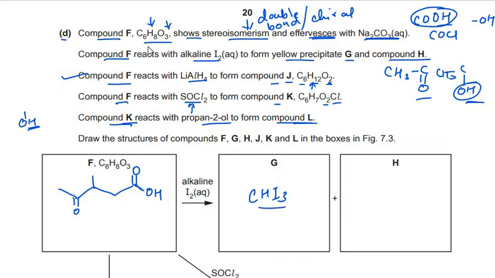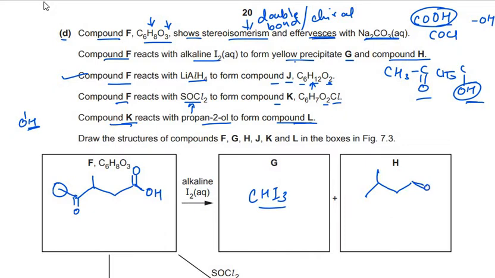Now we have already drawn CHI3 as the yellow precipitate, then compound H. Now CHI3 is this carbon which is undergoing the reaction to form the yellow precipitate. So the remaining 5 carbons should be drawn with the carboxylic acid added to the last carbon. So if we go ahead, out of 6, now I'm drawing 5 carbons, 1, 2, 3, 4 and 5. Oh sorry, here we have to add a branch here.